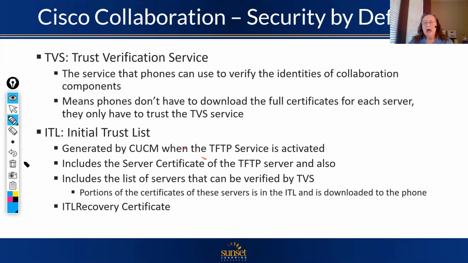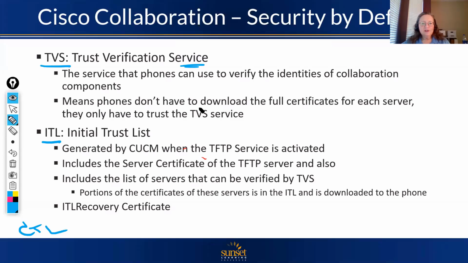It's going to be. But then from there, once I do that first leap of faith and I trust that first TFTP server, how do I now make sure that I'm able to trust other things? This is where these things come in: TVS, ITLs, and we're going to be talking about CTLs here in just a second. First of all, TVS, Trust Verification Service. This is a service made available by Cisco servers, TFTP specifically. And what this service provides is the ability for phones to verify things that the TFTP server is telling it.